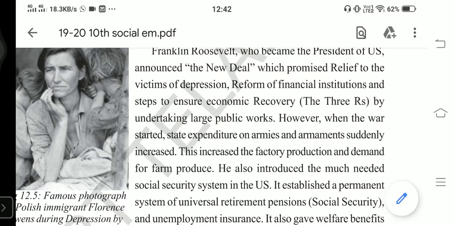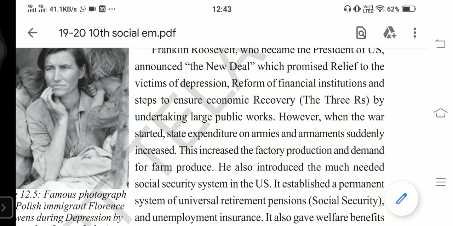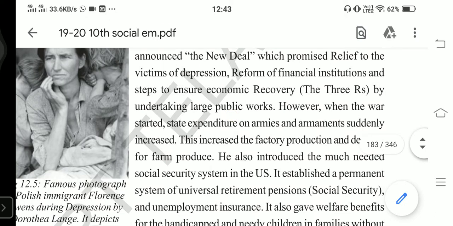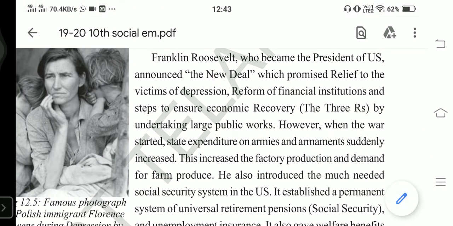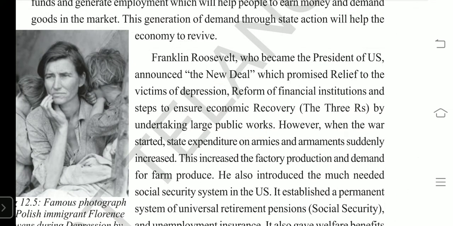Similar to this, today I am comparing this economic depression with COVID-19. Our Honorable Prime Minister Narendra Modi also introduced the Garib Kalyan Yojana, Atmanirbhar program, right? Such programs are carried out by our nation to uplift the decreasing economy. So during that time also in America, President Franklin Roosevelt announced a New Deal policy. Which policy? The New Deal policy.